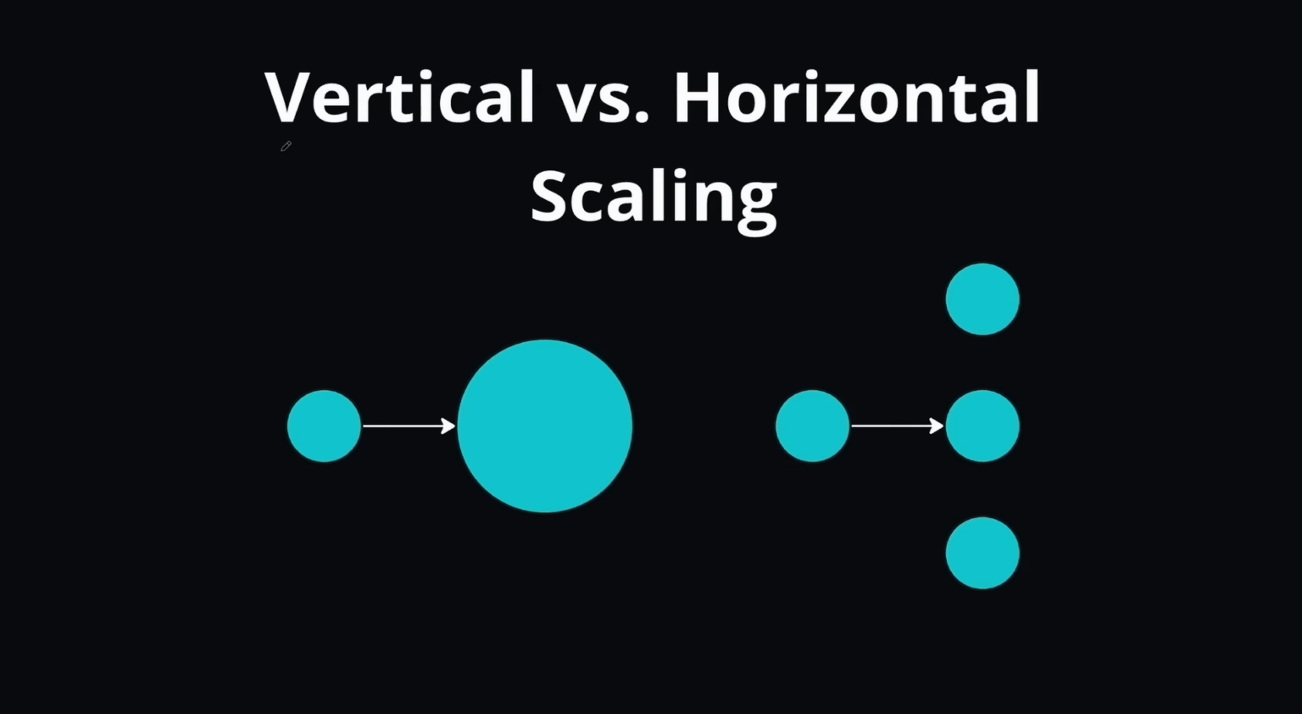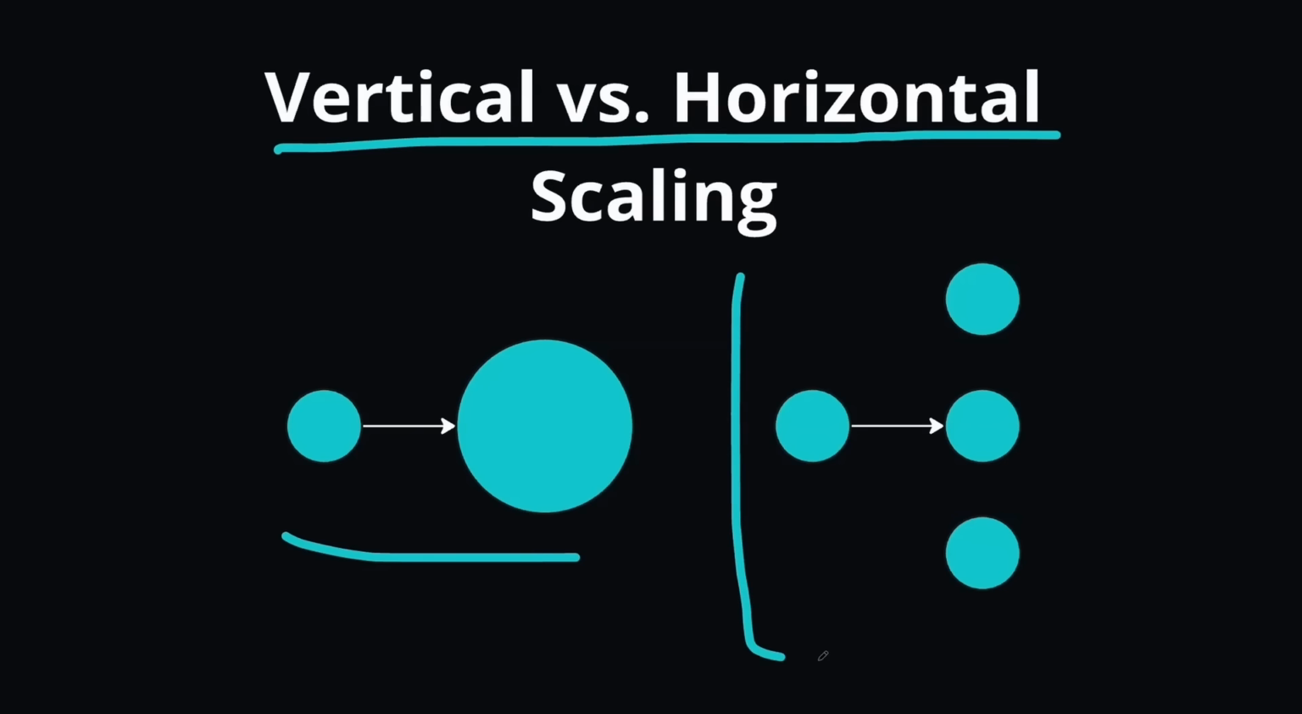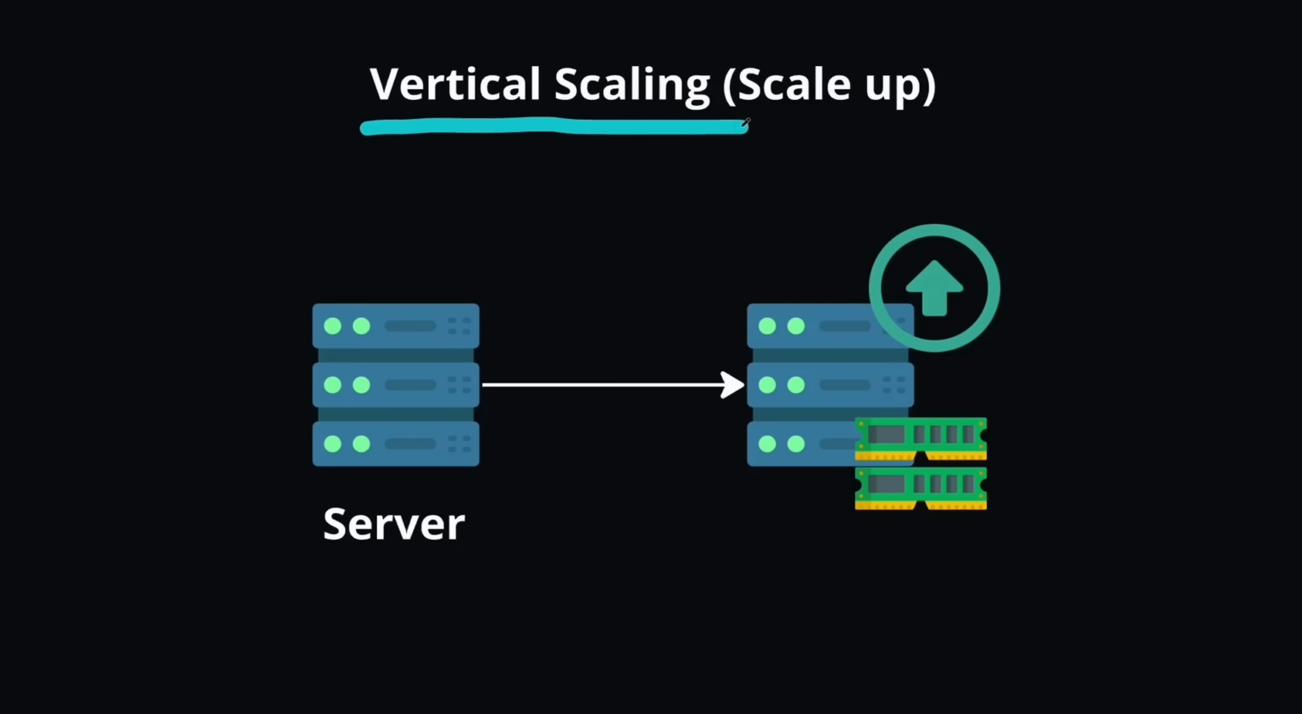Let's explore the 2 primary approaches to scaling, which are vertical and horizontal ways of scaling. And we'll also see why horizontal scaling is generally more suitable for high traffic applications. First, we have the vertical scaling, or sometimes it's also called scale up.